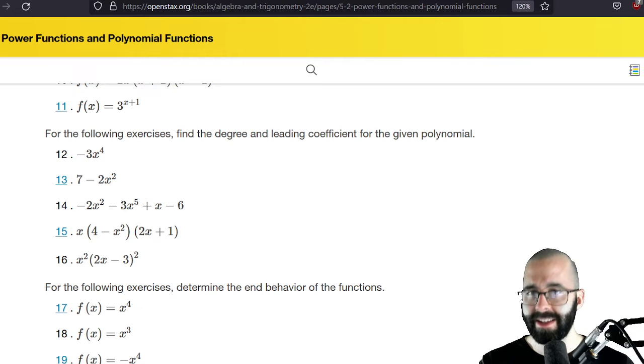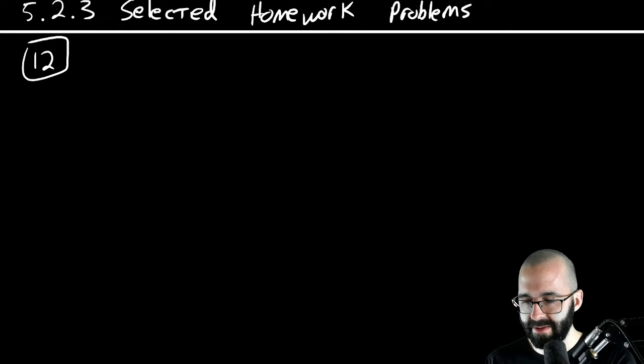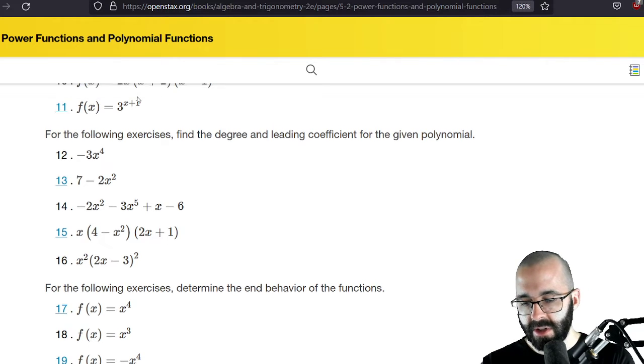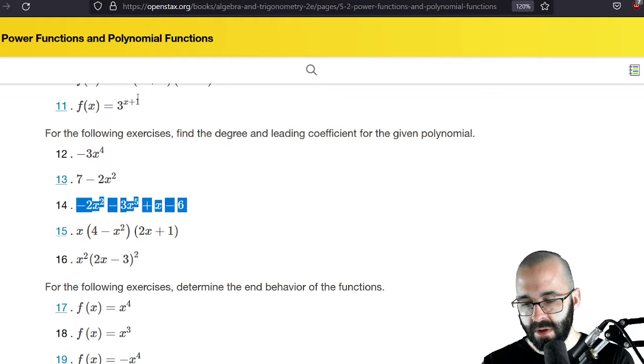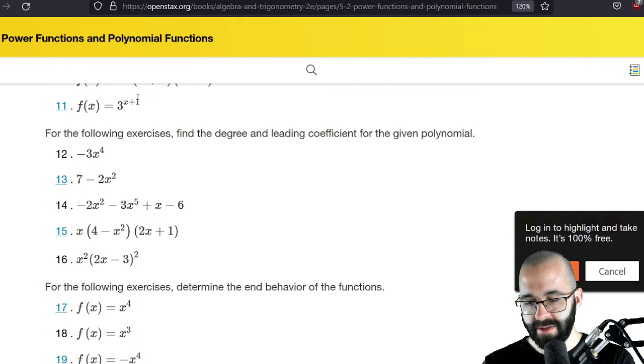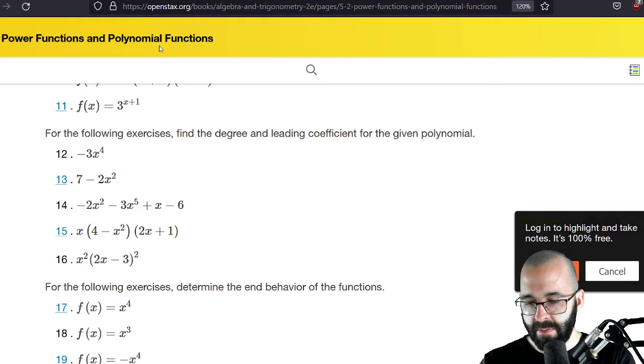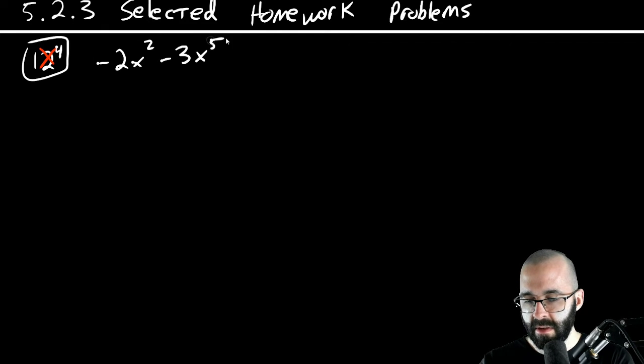Let's do number 14 instead. 14 is probably more interesting. There we go. 14, we got this polynomial right here. Negative 2x squared minus 3x to the fifth. Oh, it's not in general form, right? It's not in order. Whoa. All right, let's just copy it down. Got negative 2x squared minus 3x to the fifth plus x plus 6.